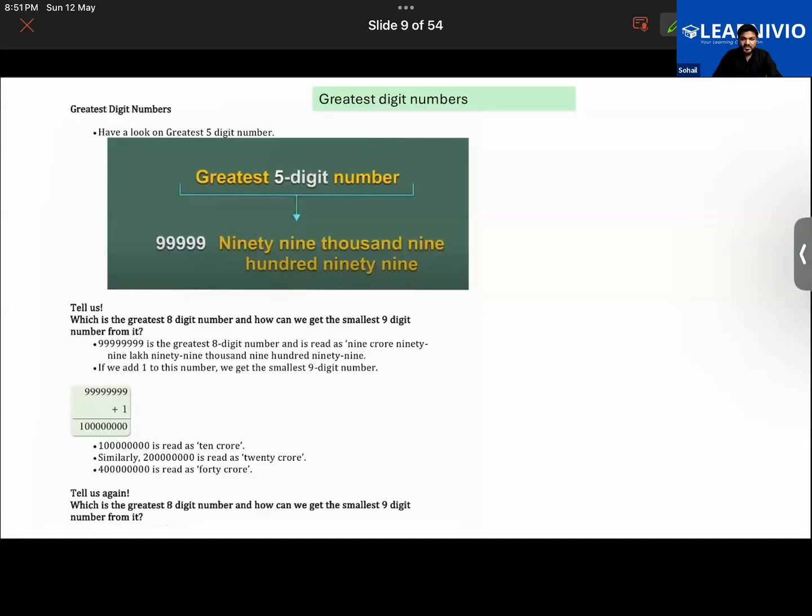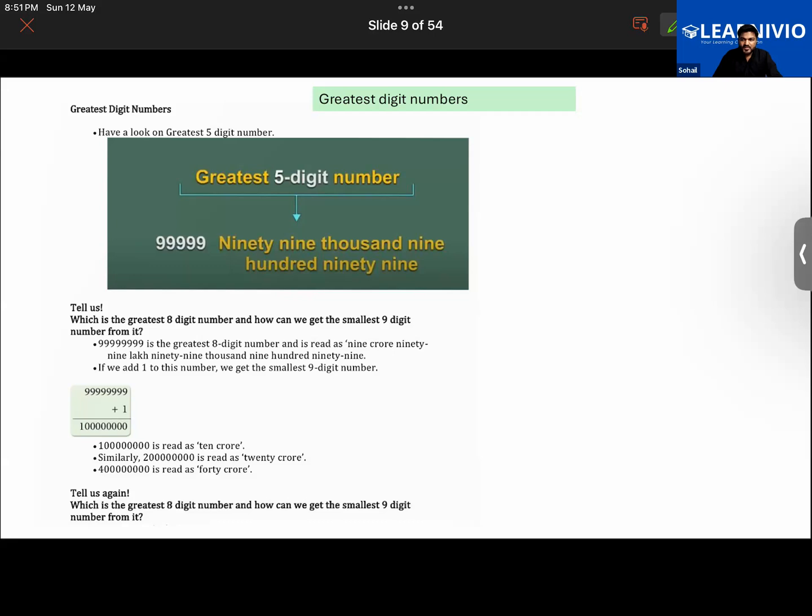Now, we did talk about the greatest digit numbers also, and how, using the greatest digit number, you can get the smallest digit numbers also. We have done this exercise in the previous class. If you guys have any problems in this one, please do let me know. Otherwise, we'll be moving further.